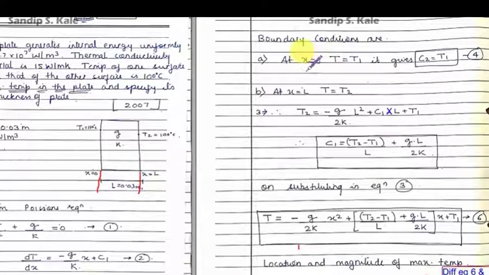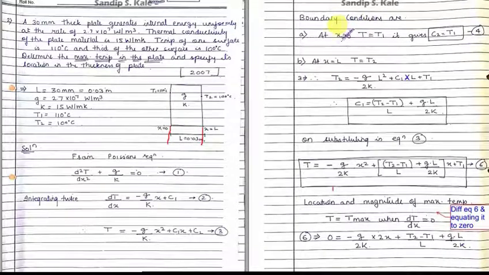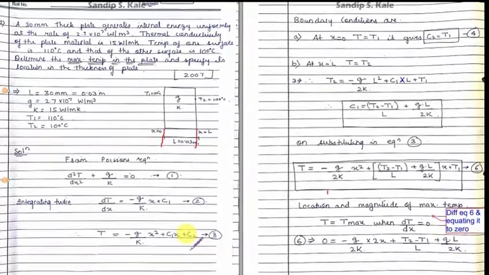At x equal to 0, what is the temperature? The temperature here is mentioned as T1. So at x equal to 0, T equals T1. Now we will substitute the value of T equal to T1 at x equal to 0 in equation number 3. So here T becomes T1. This term equals 0, and this term also equals 0 as x is 0. So automatically you will get the value of C2 as 0. In this way we have found the first constant.